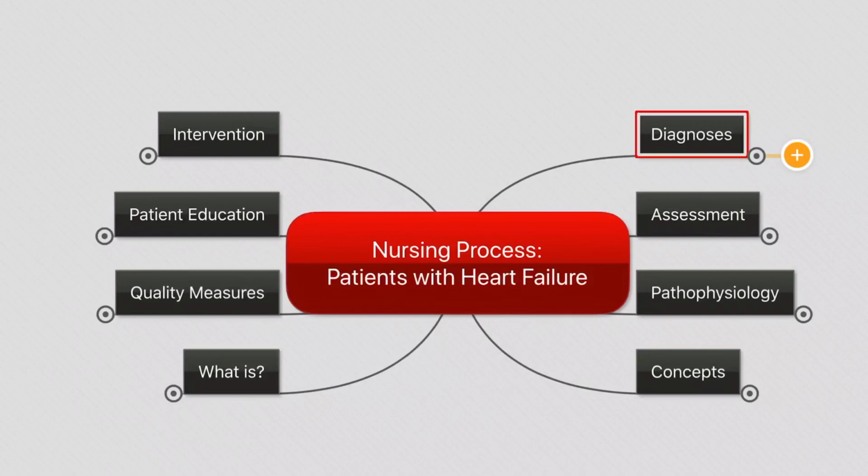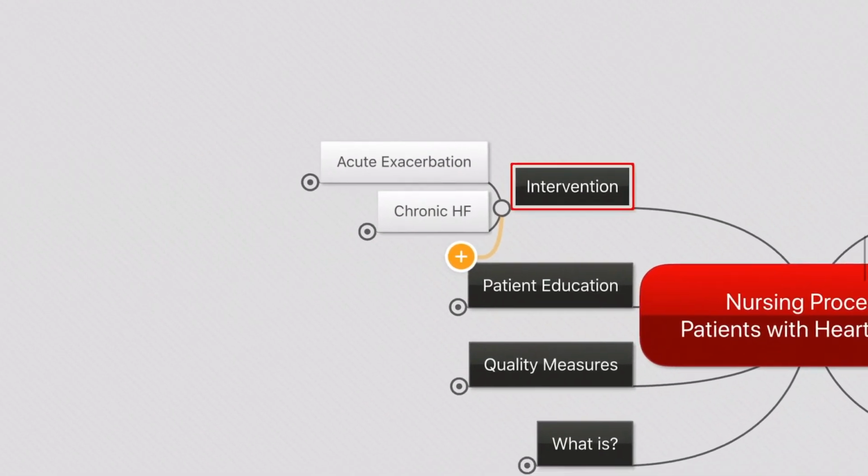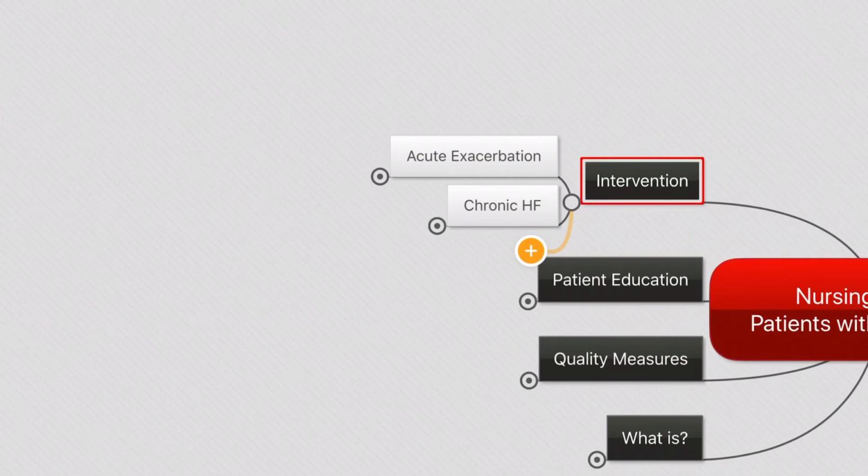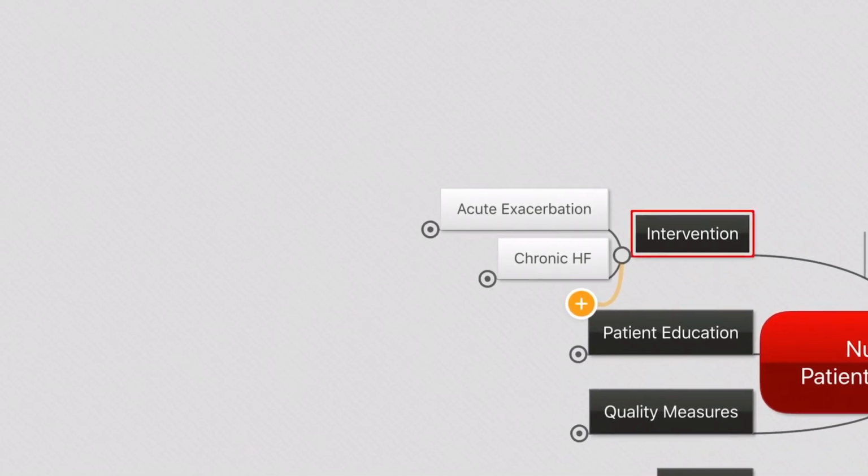All right, now let's talk about the intervention. So what would you do as a nurse if a patient has heart failure? Now, I'm going to split them up into two big categories. One will be acute exacerbation of heart failure, and the other one will be chronic heart failure. So chronic heart failure tends to be more stable. So in a hospital setting or in a clinical setting, you're going to see more acute exacerbation.